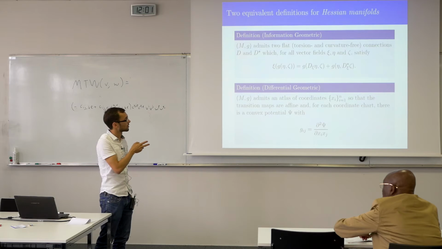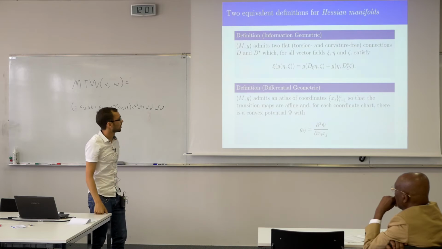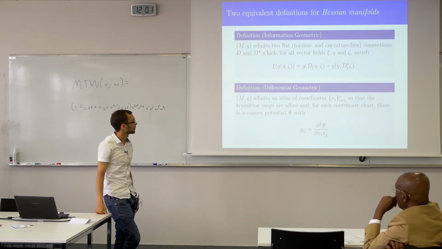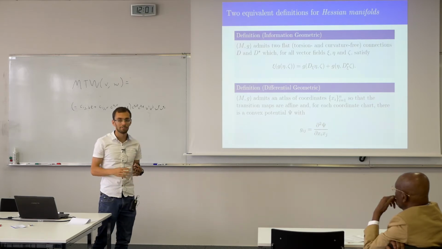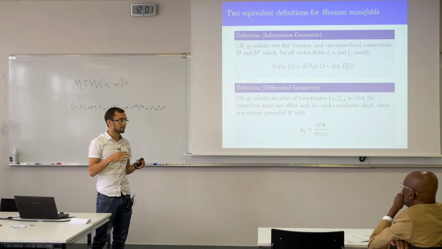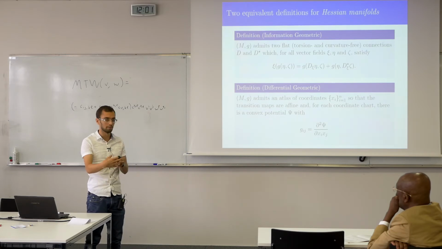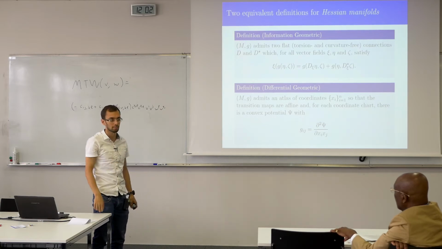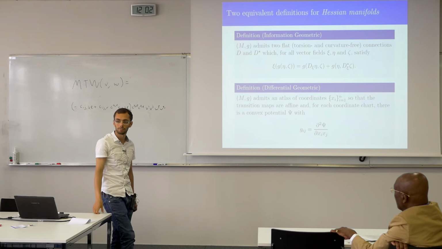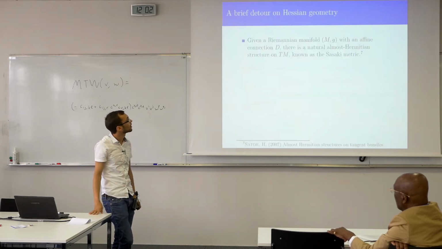The first is that it admits two flat connections, which are conjugate to each other. That's the information geometric way of thinking of it. And then the differential geometric way of thinking about it is to consider it as an affine manifold, where you can find an atlas of coordinate charts which are affine, and in each coordinate chart there's a convex potential such that G is given by the second derivative of this potential. So these are equivalent, but we're going to need to use both perspectives here, so it's helpful to know both.